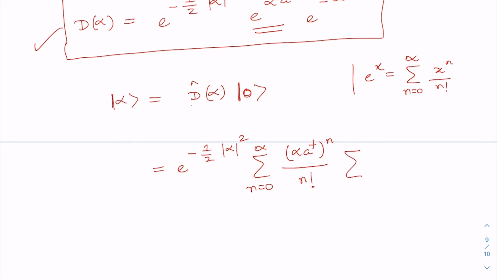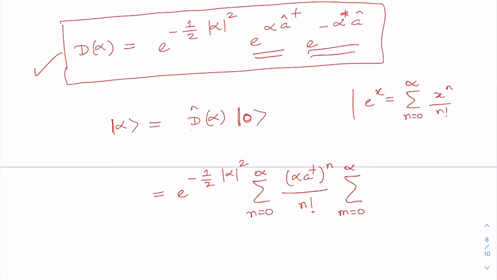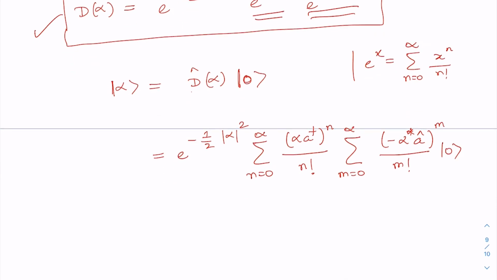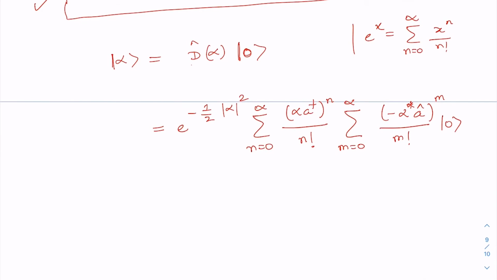And then for the other expression, I have m is equal to 0 to infinity. This one I can write as minus alpha star a to the power m divided by m factorial, then you operate on ket 0. Okay, so let us do it. It's very simple. It implies that this ket alpha is equal to e to the power minus half mod alpha square.